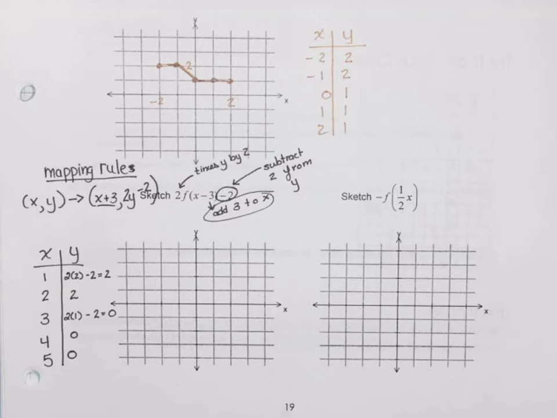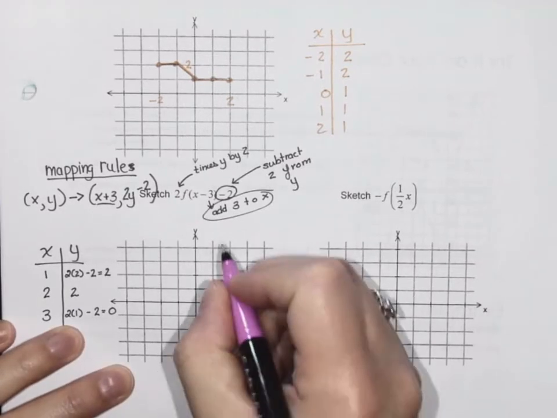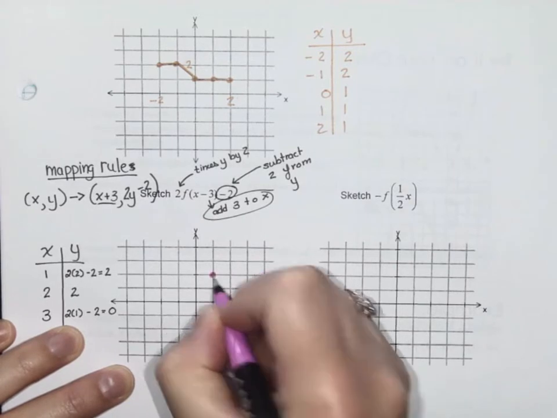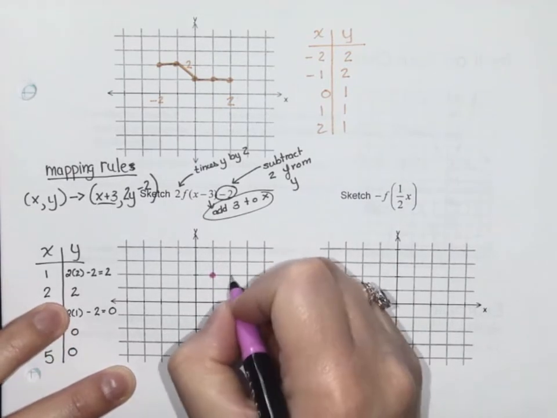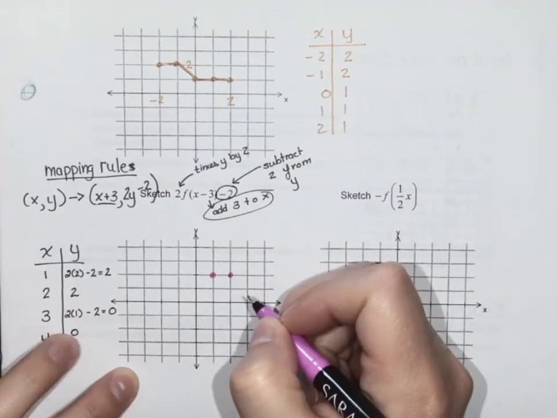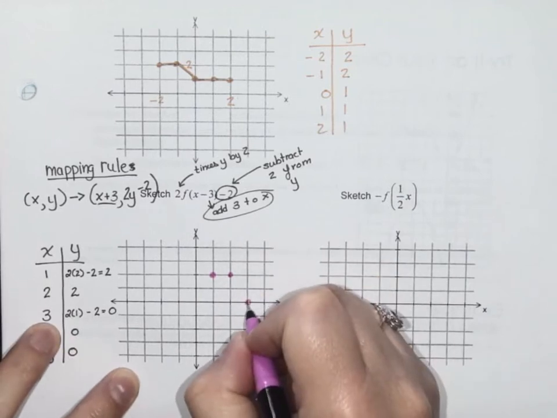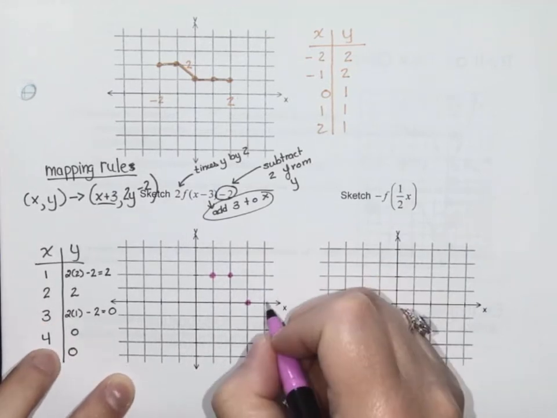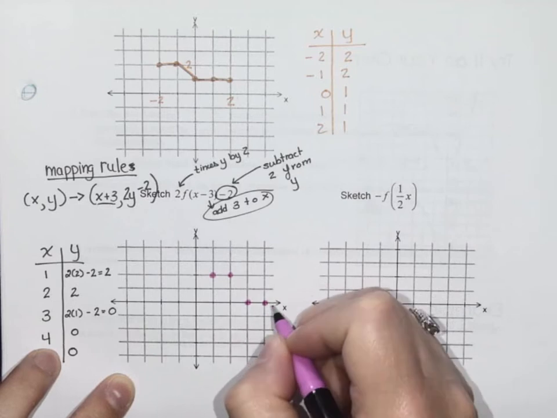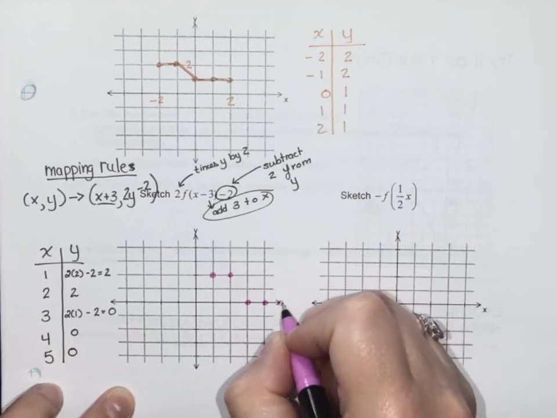All right, okay, I'm going to try pink, but it might not work. Okay, so we're going to lay these points down. So I'm going to be at positive 1, 2; 2, 2; 3, 0; 4, 0; 5, 0.